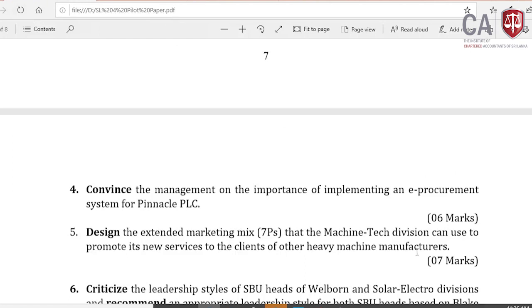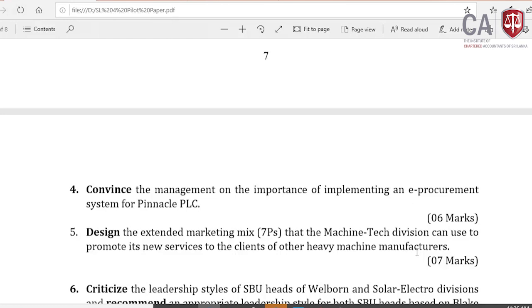Right. Then we look at part 5 of the questions. Design the extended marketing mix that the machine tech division can use to promote its new services to the clients of other heavy machine manufacturers.